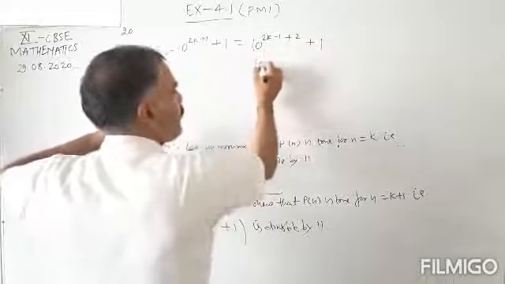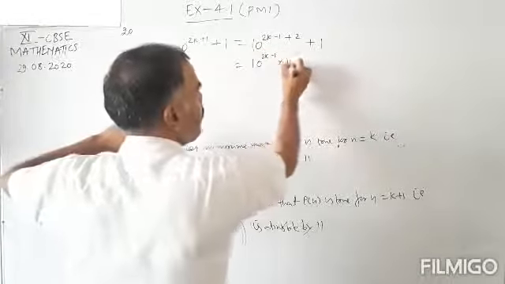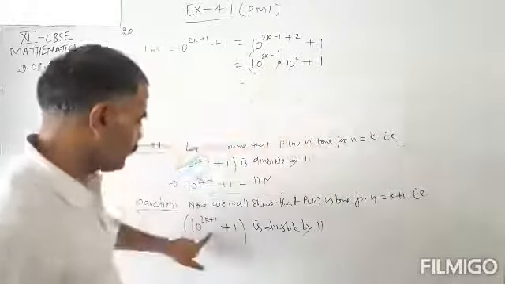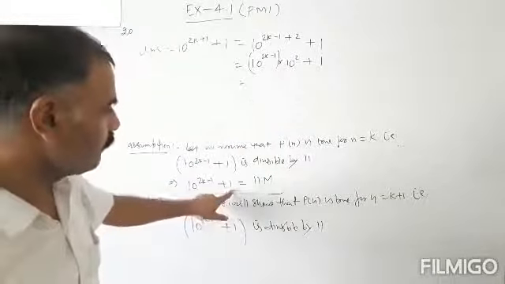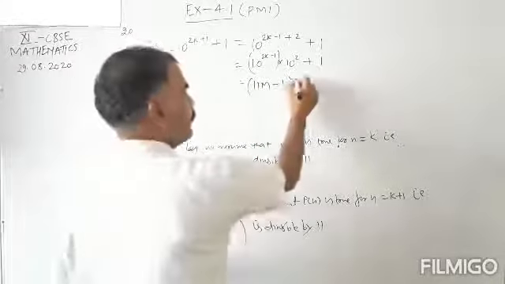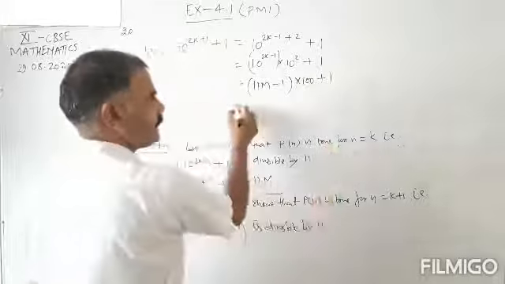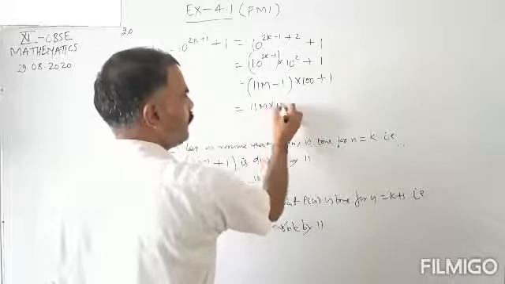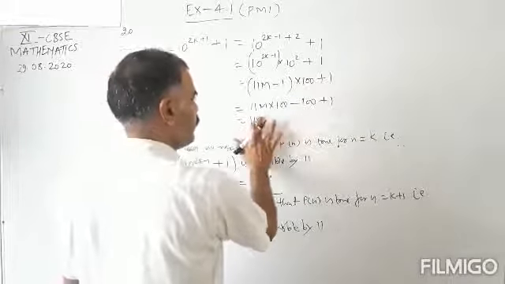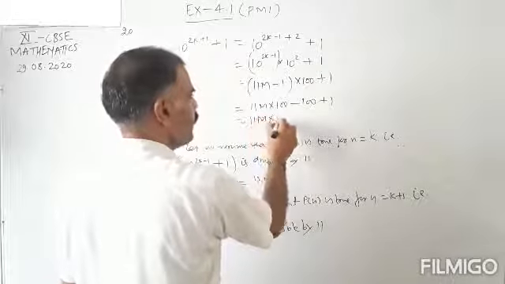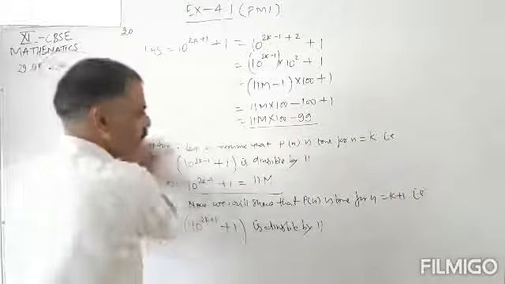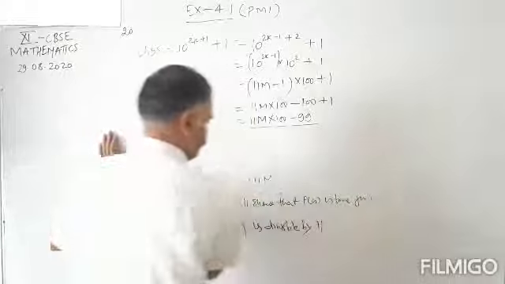Okay. So 10 to the power 2k minus 1 plus 2, plus 1. And this can be written as 10 to the power 2k minus 1 multiplied by 10 to the power 2, plus 1. And this one, 10 to the power 2k minus 1, from this step is equals to 11m minus 1. So (11m minus 1) into 100, plus 1. And this can be written as 11m into 100 minus 100 plus 1, equals to 11m into 100 minus 99.